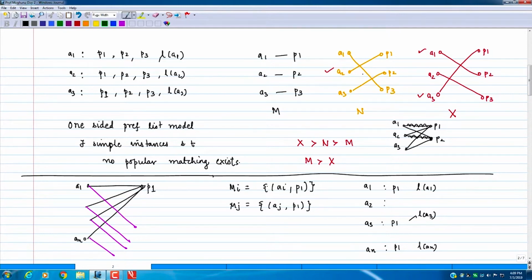Contrast this with the instance where there is no popular matching because you do not have enough posts. While the original instance does have P3, P3 does not come into picture, neither do L of A1, L of A2, L of A3. So what I want you to observe is that this addition of last resorts is not changing the answer from yes to no. It is really a convenience that we have done so that S of A always exists.